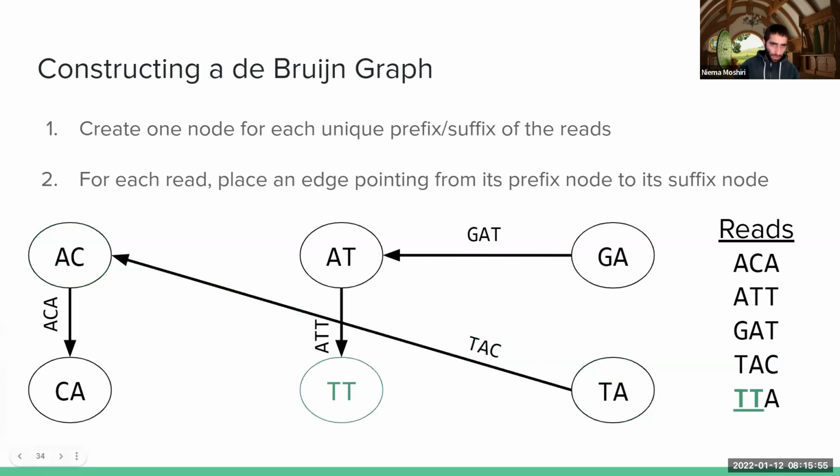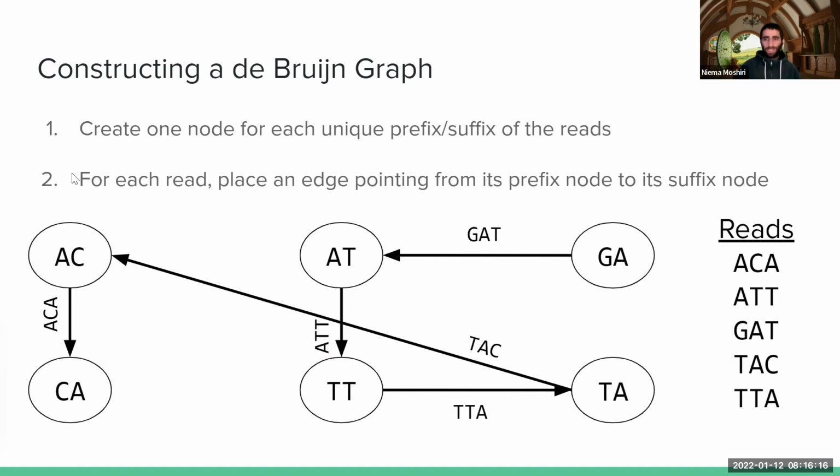And then lastly, TT already exists, TA already exists. TTA is going to be an edge from TT to TA. And this is what we get. We call this network a de Bruijn graph.